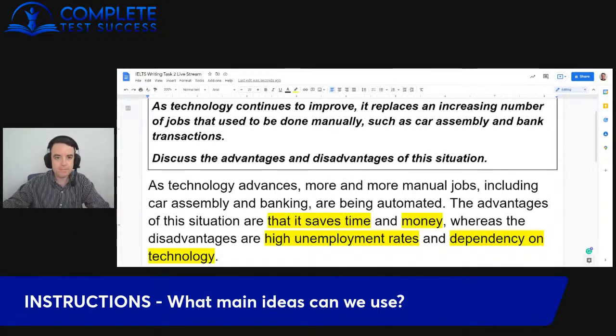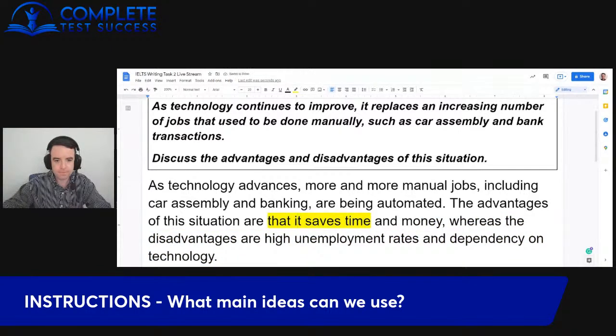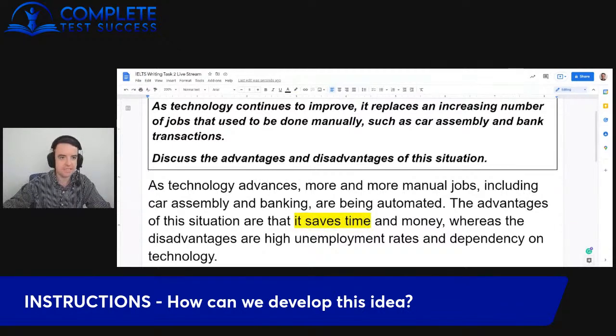Okay, perfect. So from there, let's just focus on the first idea. So it saves time. So based on the first idea, I want you to tell me, how can we develop that idea? So how can we explain, or how can we exemplify? Whatever way we do it is fine, but we need to develop that idea. So how can we develop it saves time? So that's our task now. That's what I want you to do next.